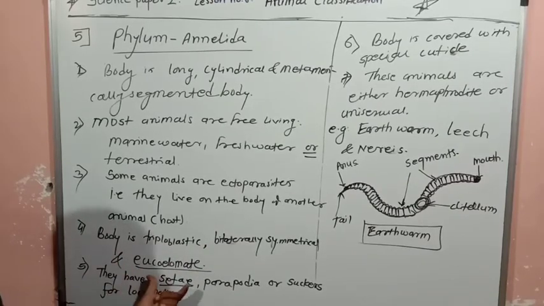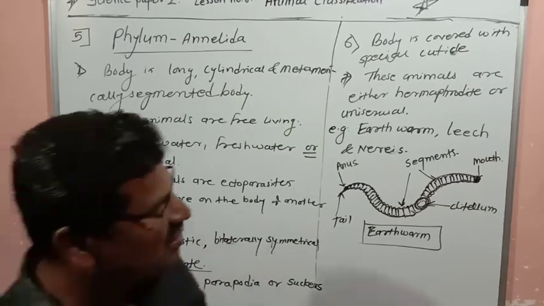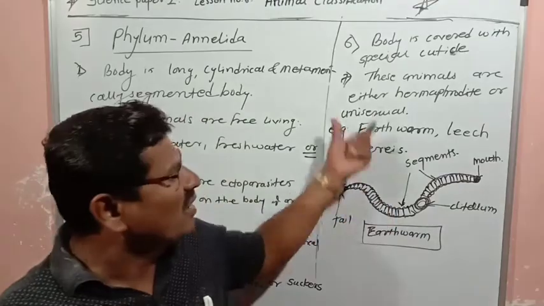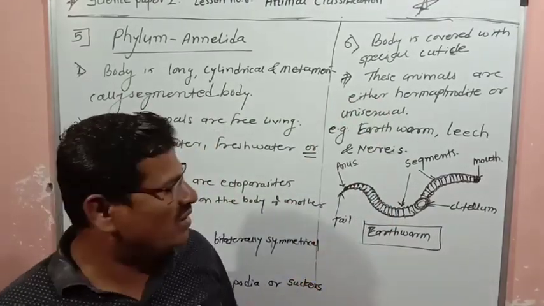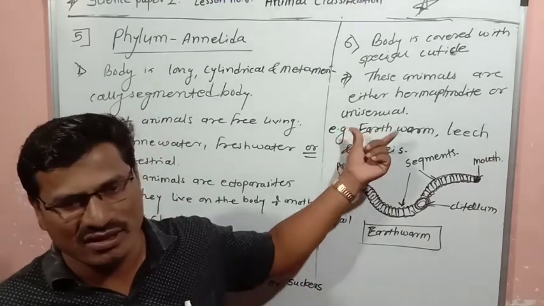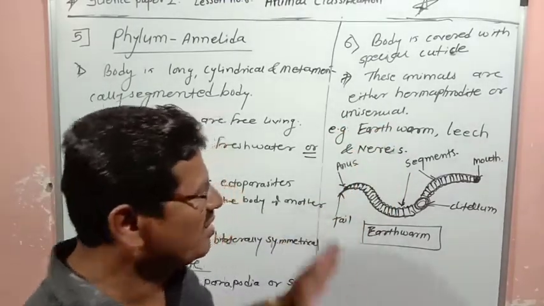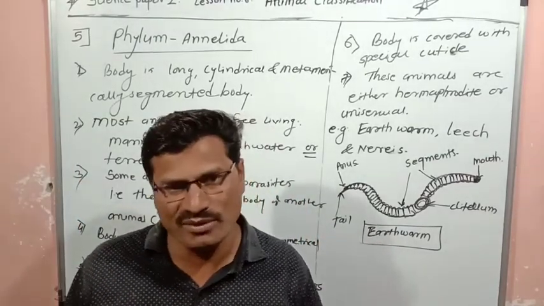They have parapodia-like organs or suckers for locomotion. Body is covered with a thin cuticle. Again, these animals are hermaphrodite or unisexual. The examples are earthworm, leech, and Nereis. Now after this we are going to study another phylum.